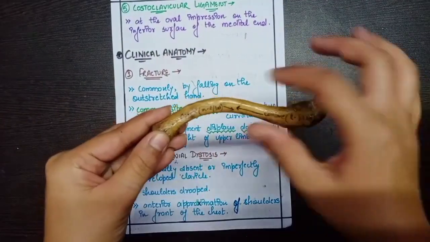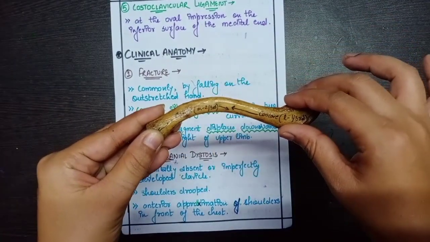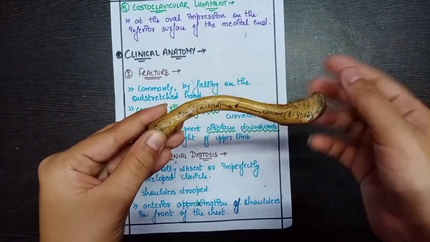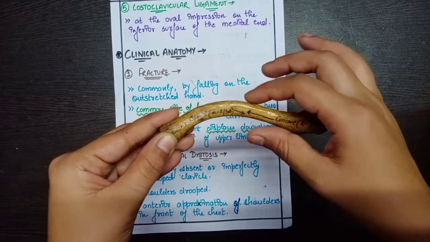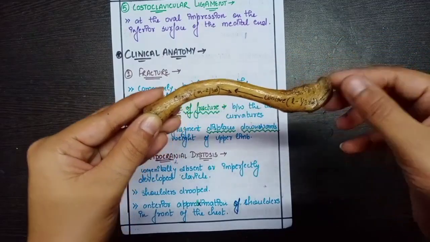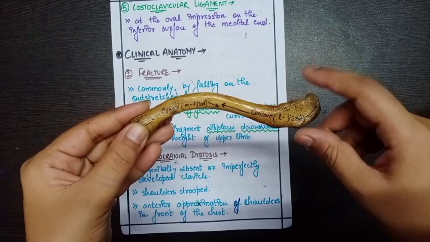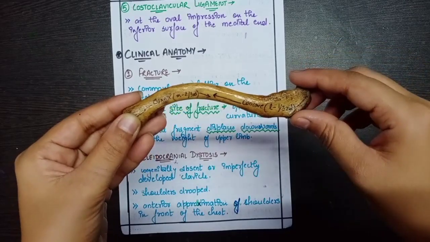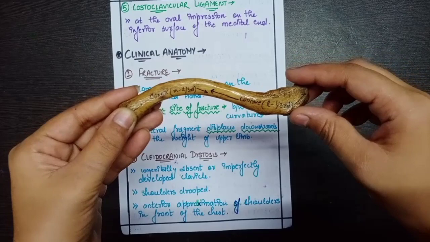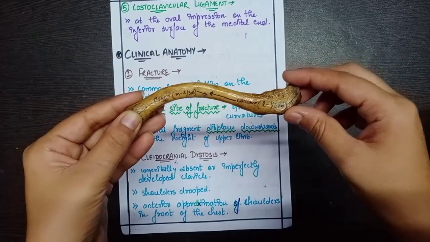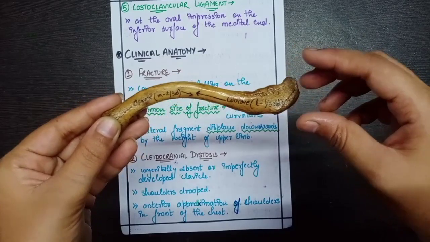Now imagine this clavicle bone to be fractured in between. So what will happen? The lateral end of your clavicle will be displaced downwards like this. And why that happens is because the trapezius muscle is not able to carry the weight of the upper limb alone. So failure of the trapezius muscle causes this.